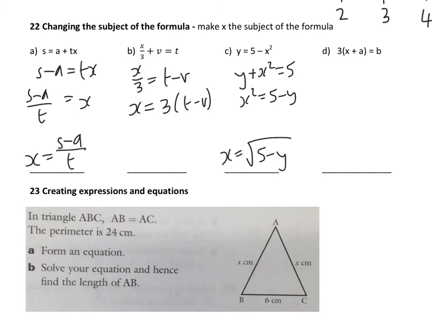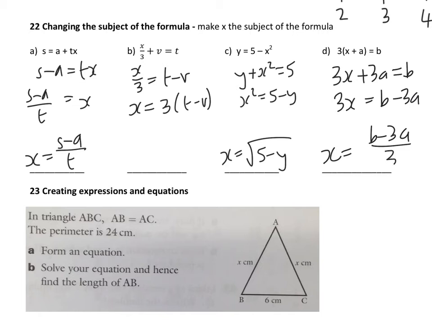On the last one, I would expand out the bracket. There's two methods, but I would expand out the bracket. 3 times x is 3x, 3 times a is 3a, and then get 3x on its own by taking away 3a from both sides, and then get x equals by dividing both sides by 3. There is another possible answer for that, by the way. It might be written like so, and they're both fine.